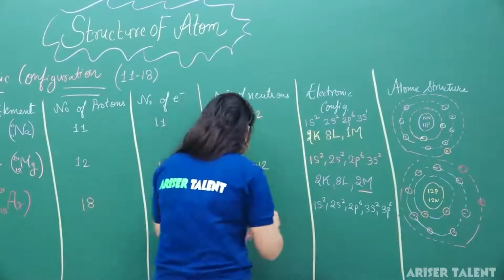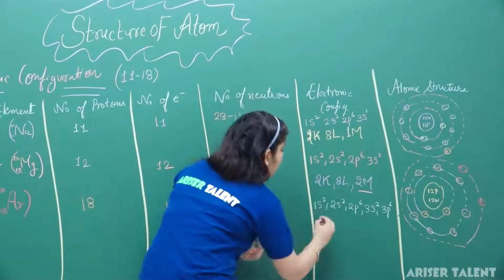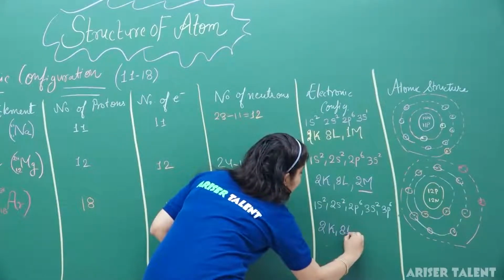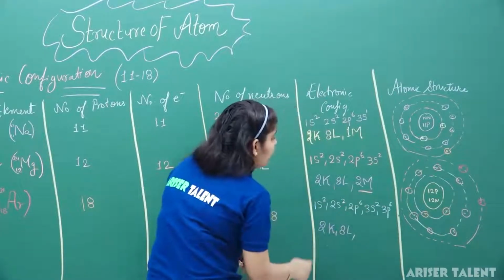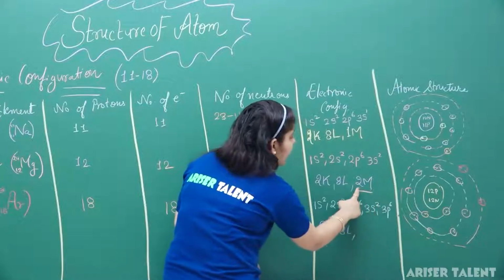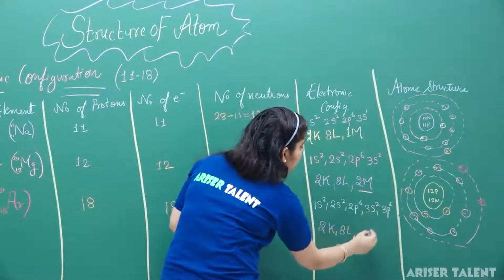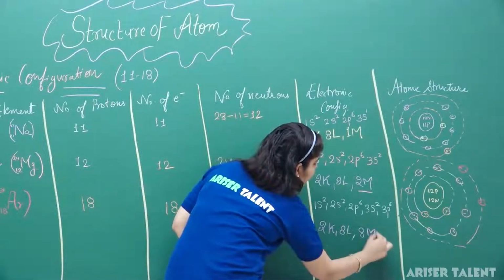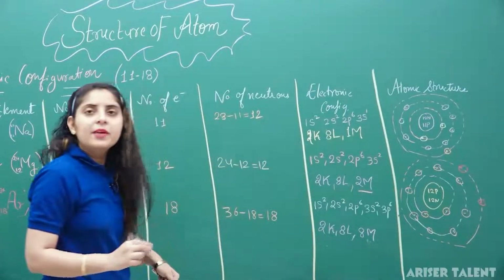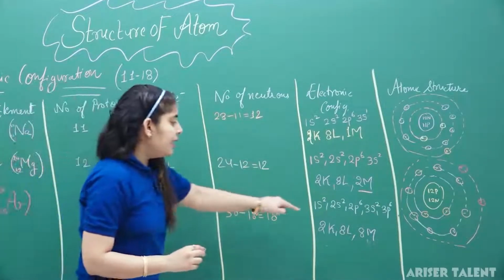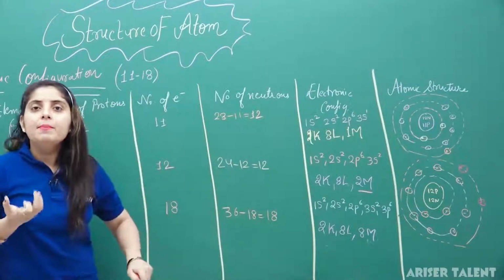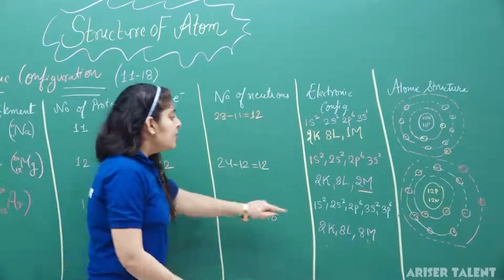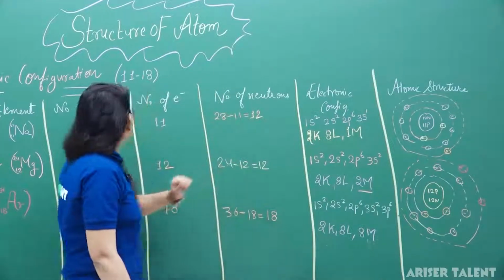Now we can write it as 2 electrons in the K shell, 8 electrons in the L shell, and again we have the M shell, which can accommodate a maximum of 8 electrons here. So we have 8 electrons in the M shell. So its electronic configuration will be 2, 8, 8, although the M shell can accommodate a maximum of 16 electrons as we have discussed in our previous class. Now we will draw the atomic structure for this model.